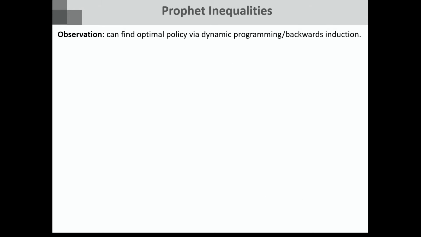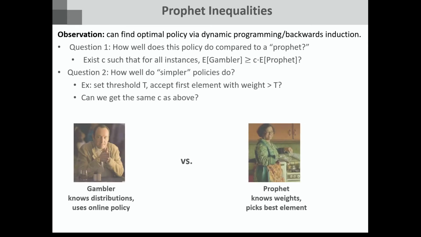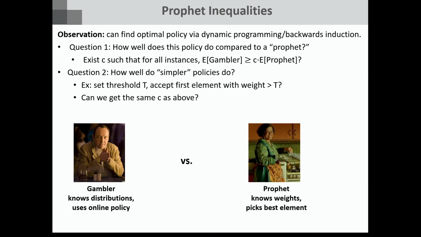So we know what the optimal policy is. And so what questions do we still study? Well, just because we know what the optimal policy is doesn't mean we know how well it does. So that's the first question, and this is kind of asking for a competitive analysis. So how well does this policy do when compared to a prophet? By a prophet, I mean someone who knows all of the weights every time they're sampled and always picks the max weight element. So specifically, does there exist some number C such that for all instances, the gambler can get a C fraction of the prophet's expected reward?